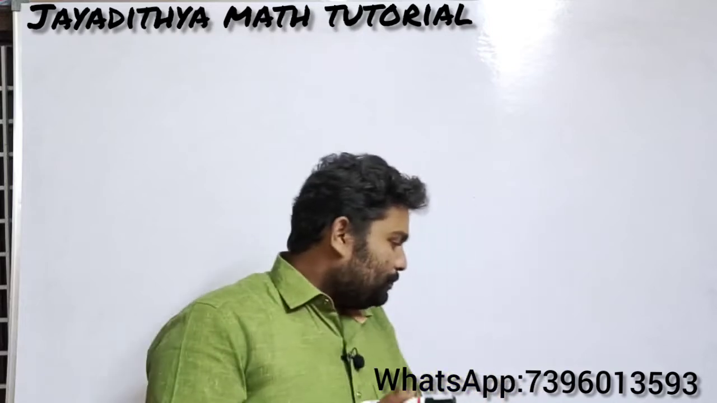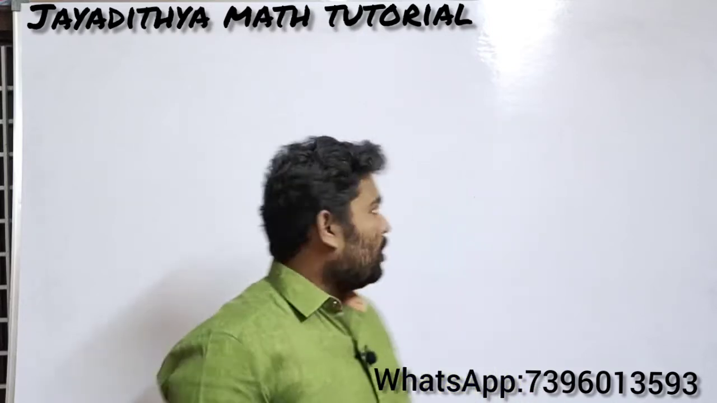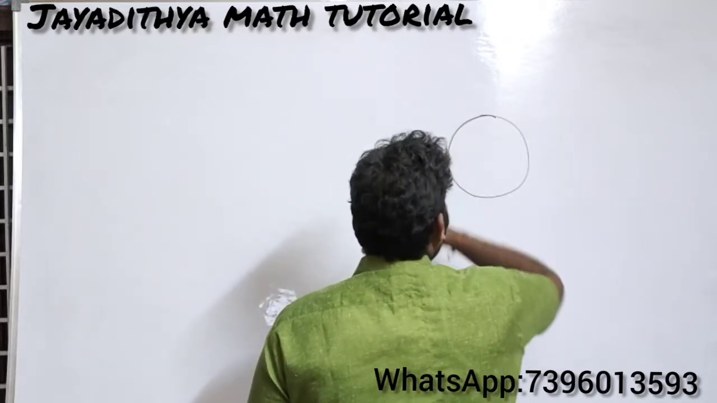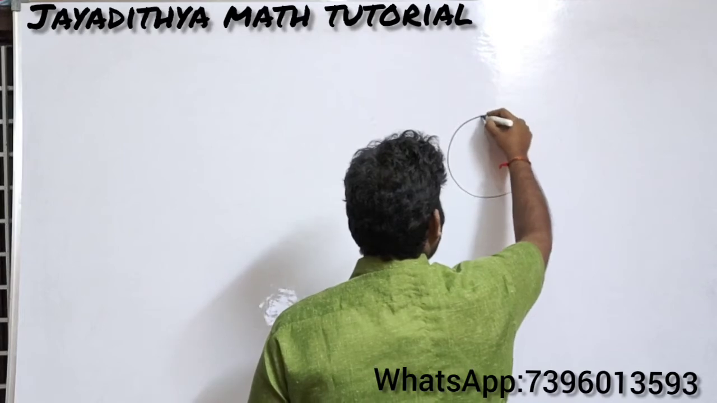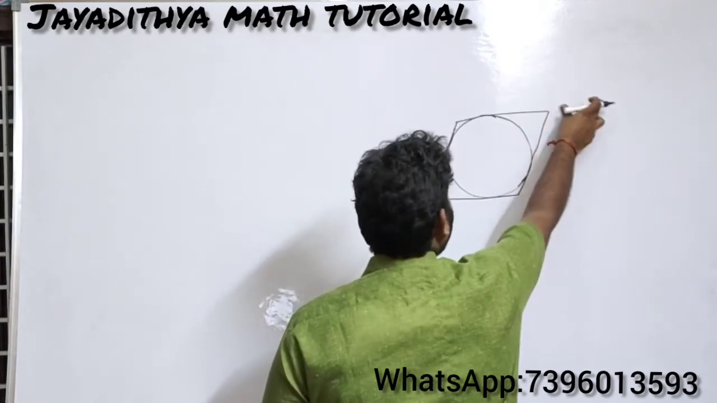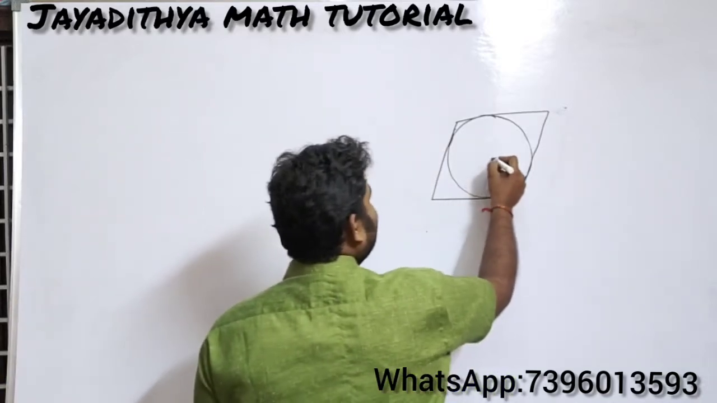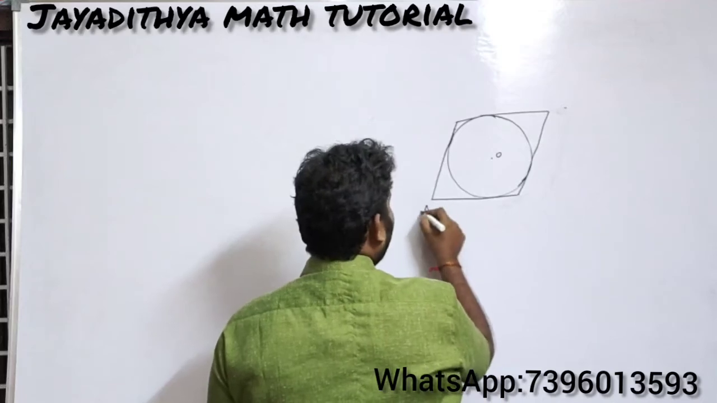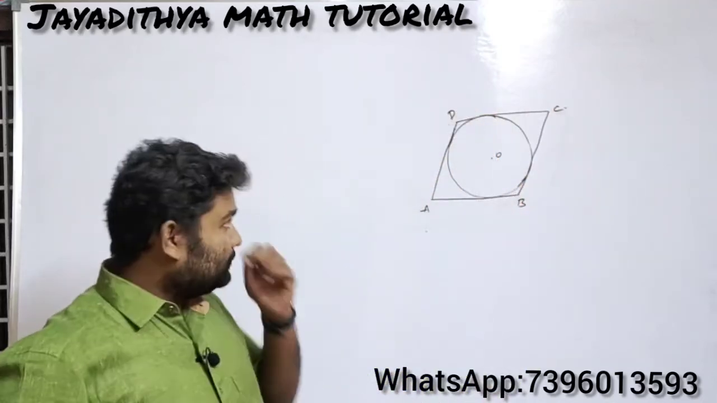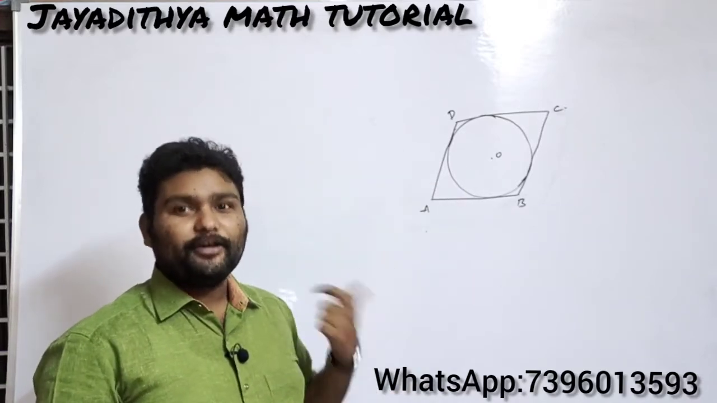The next one is, prove that a parallelogram circumscribing a circle is a rhombus. So let us take this one. This is the third problem of exercise 2. Right now you can observe a parallelogram circumscribing a circle. The center is O, and the parallelogram is ABCD. You should show that the parallelogram circumscribing a circle is a rhombus.